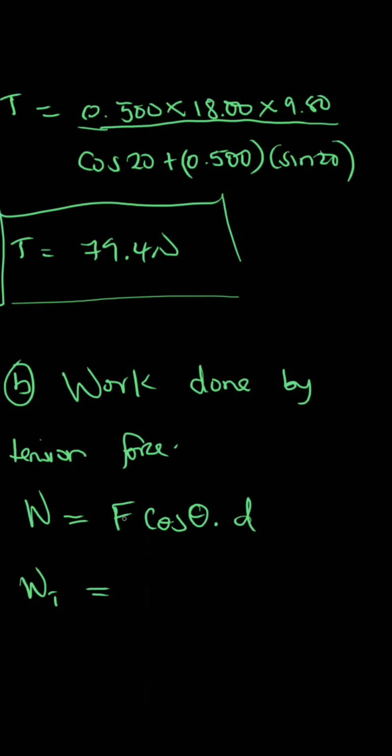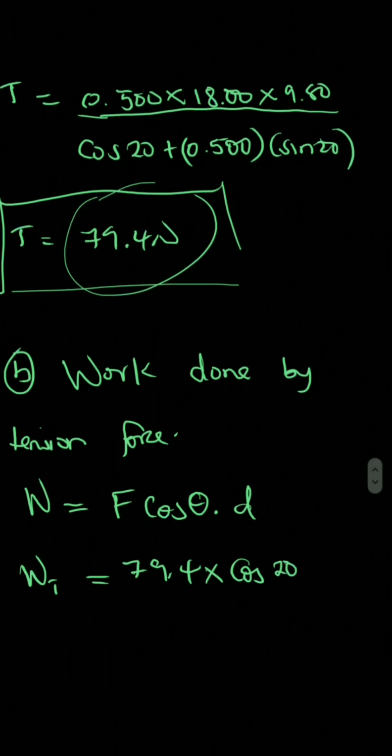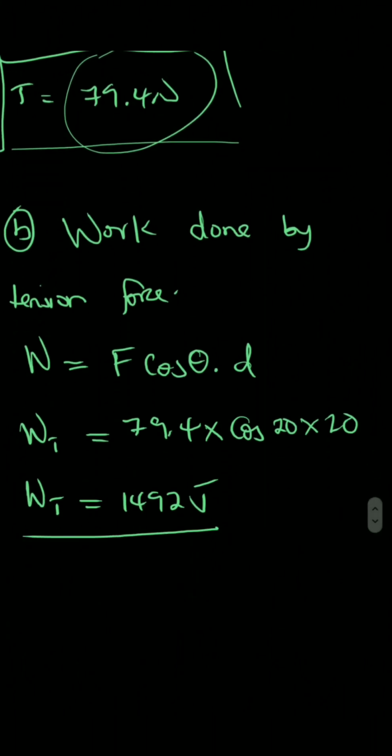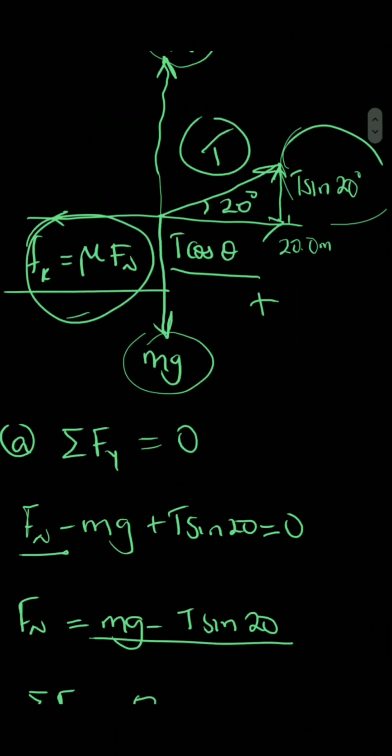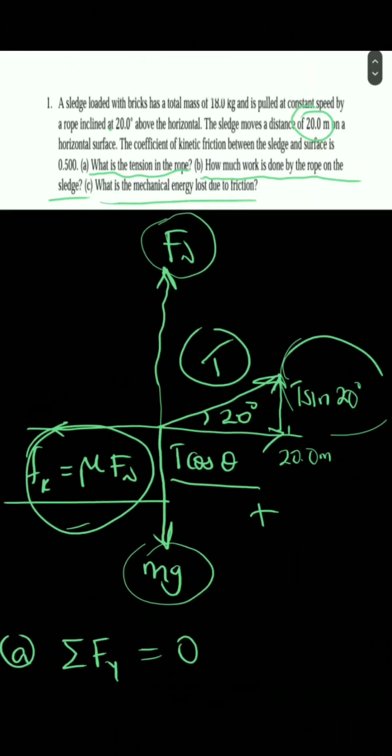Now in this case, the force that we're looking at is the tension force, so it will just be 79.4 for force, which is our tension, to multiply with cos of the angle 20 degrees, multiplied by the distance that we are given, which is a 20. Now when you do our mathematics, you are just going to get the work done by tension to be equal to 1492 joules. So this is the answer to part B.